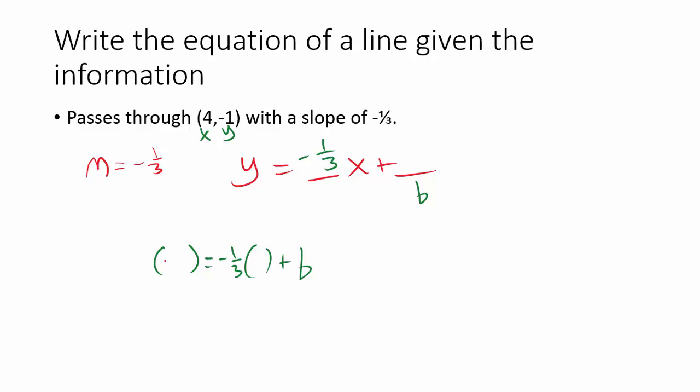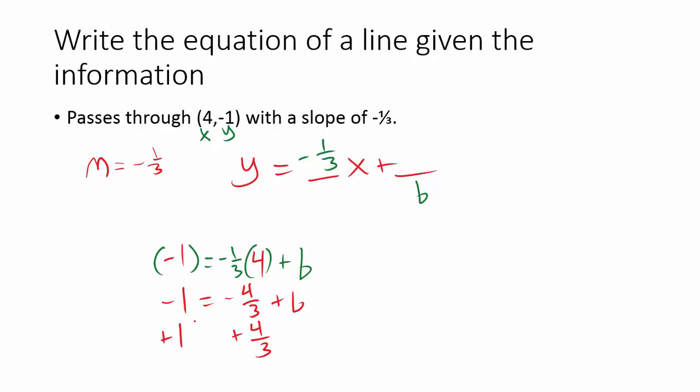They gave me a y coordinate. I'm going to sneak the -1 in here for the y. They gave me an x coordinate of 4. I'm going to sneak that in. And I already have my slope plugged in. So from here, I'll have -1 equals -4/3 plus b.